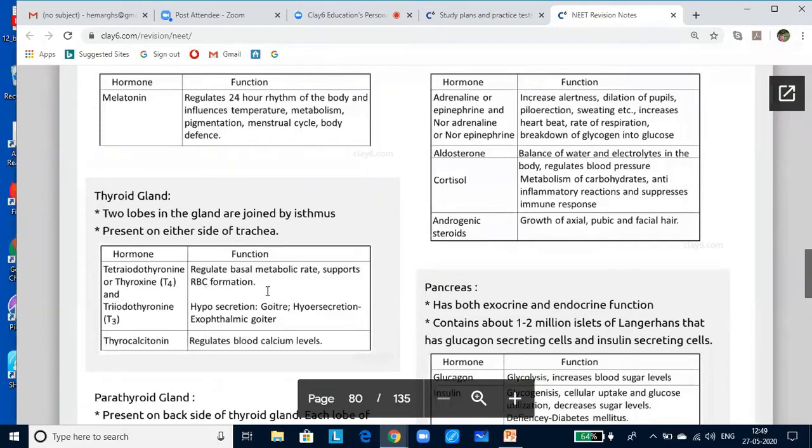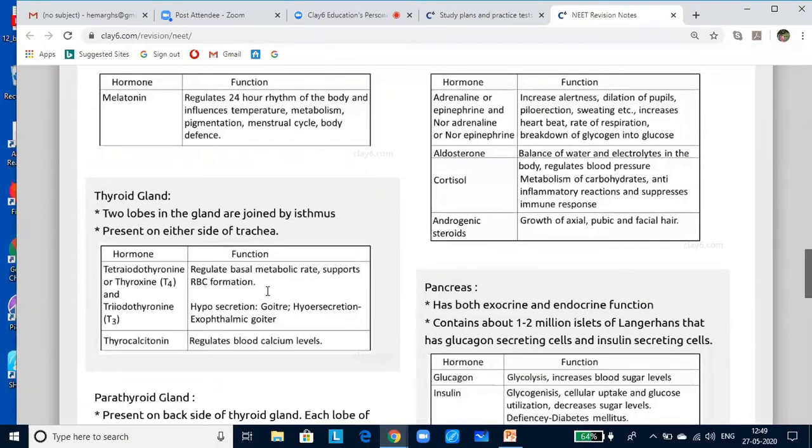Now let us look at thyroxine or T4 hormone, or tetraiodothyronine. It regulates the basal metabolic rate and supports RBC formation. Triiodothyronine regulates blood calcium levels.